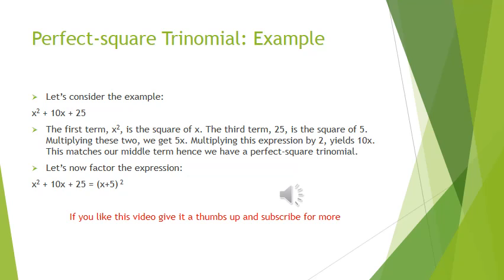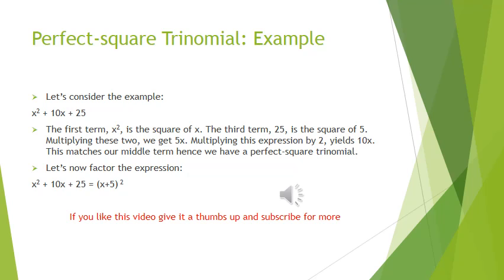Let's consider the example: x squared plus 10x plus 25. Well, the first term, x squared, is the square of x. The third term, 25, is the square of 5. Multiplying these two, we get 5x. Multiplying this expression by 2, we get 10x. This matches our middle term, hence we have a perfect square trinomial.